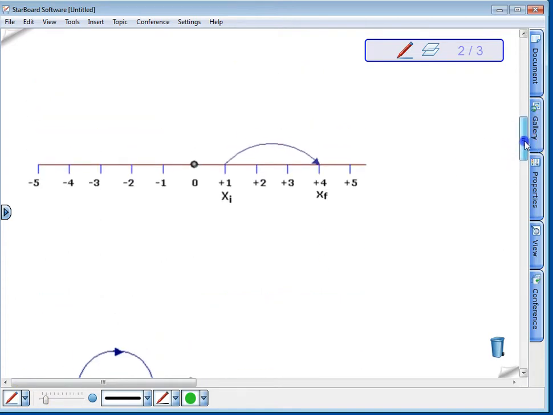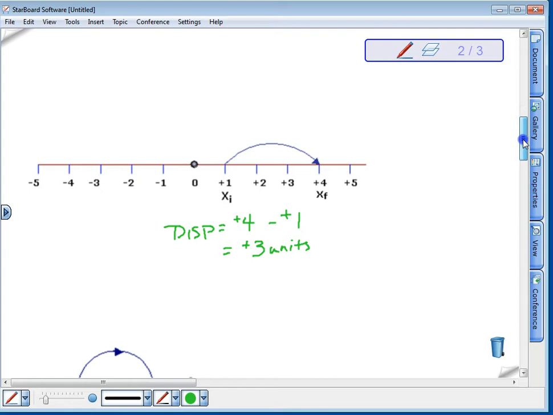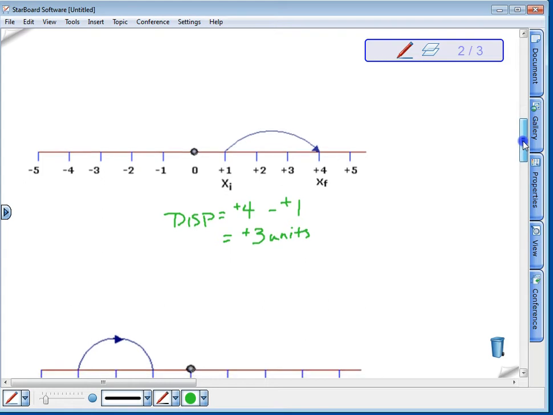Okay, let's look at these examples on a number line. If I'm starting at a positive 1 position, and I'm ending at a positive 4 position, to get my displacement, I would say x sub f minus x sub i. And that would give me a positive 3 displacement. We don't have units marked here, but we should have units in our answer. If you don't know the units, you can just simply write the word units.